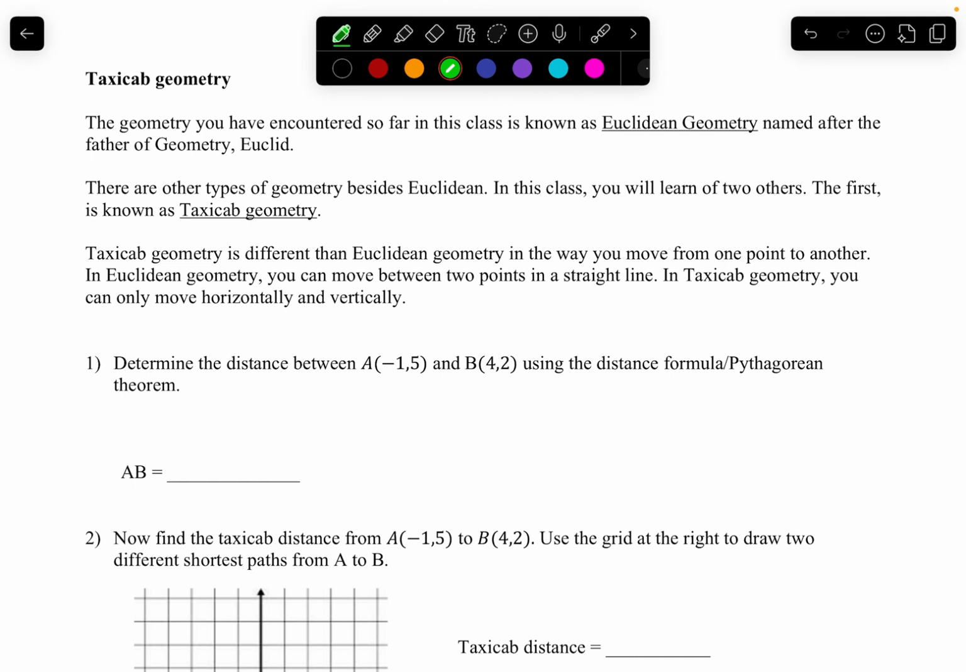However, Euclidean geometry is not the most real world situational geometry. There are other types of geometry out there, but in this class, specifically other than Euclidean geometry, we're going to learn of 2 other geometries. The first one is taxicab geometry, and the second one is spherical geometry. We'll talk about spherical geometry later, but I really want to focus right now on taxicab geometry. So taxicab geometry is different than Euclidean geometry in the way that you move from one point to another. In Euclidean geometry, you can move between 2 points in a straight line. In taxicab geometry, you can only move horizontally and vertically.